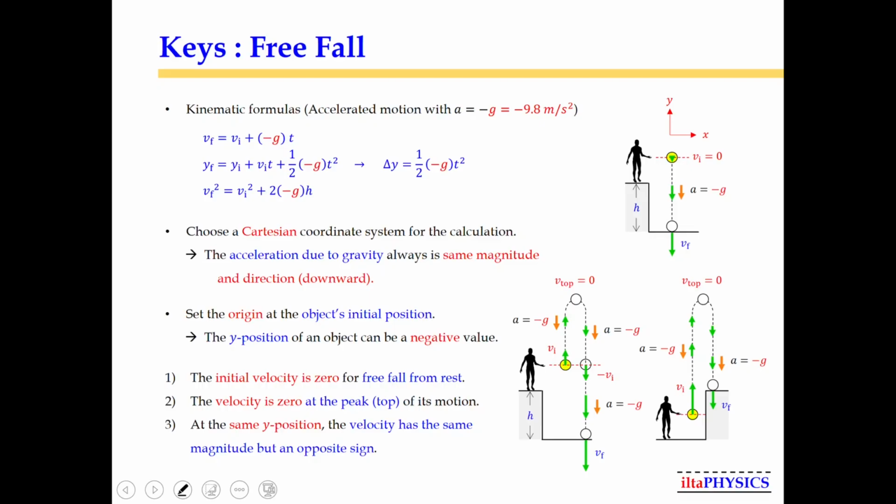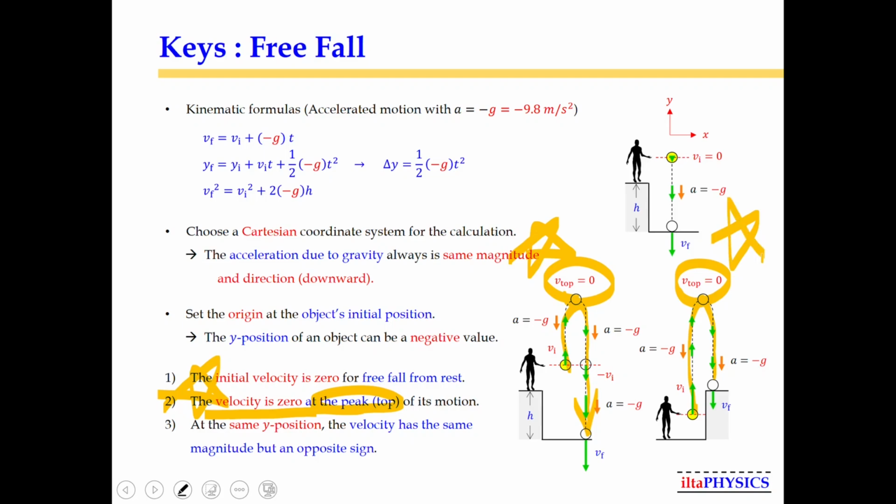Here are 3 important tips for your calculations. First, if an object is dropped from rest, the initial velocity is always 0. This is a hidden condition you should always look for. Second, if an object is thrown upward, its velocity is exactly 0 when it reaches its highest point. If you think about it, the object goes up, stops for a split second at the peak to change direction, and then falls. That's why the velocity is 0 at the very top.